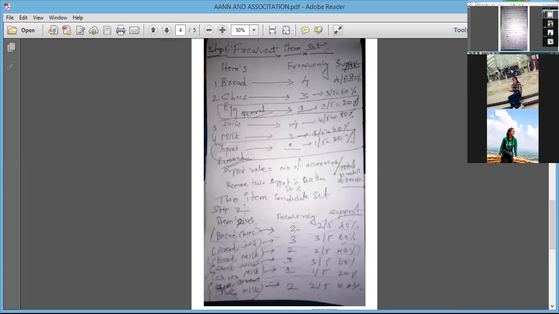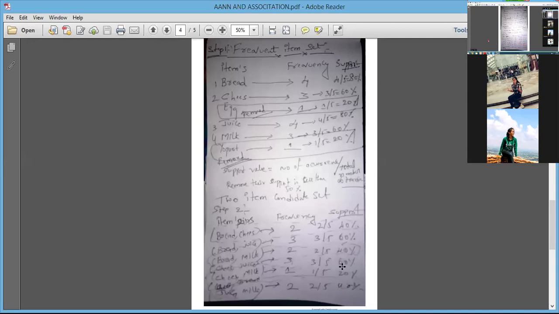The total number of occurrences of bread and juice is 3, divided by total number of transactions, 5. So 3 divided by 5, 60%. Now again, what is the amount of support? 50%. So we are going to remove bread and cheese because it is 40%, and bread and milk, which equals 40%, cheese and milk 20%, juice and milk 40%. So what is left is bread, juice and cheese, juice.